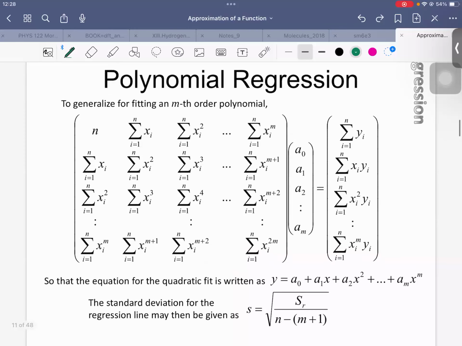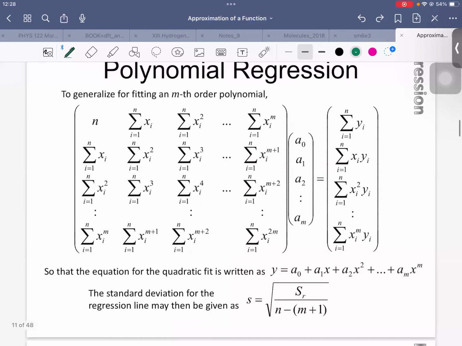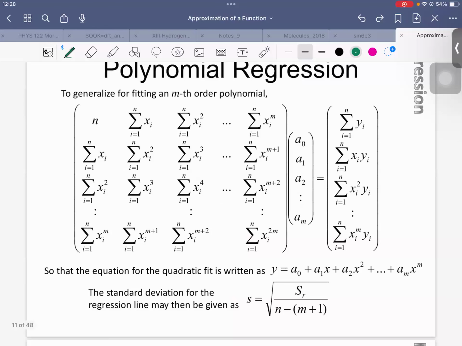Now for any degree of polynomial, as I said, you now have more terms in your matrix. But essentially, you can see the pattern here. Okay? So, for example, all the first row are summations of x sub i with increasing degree of x.